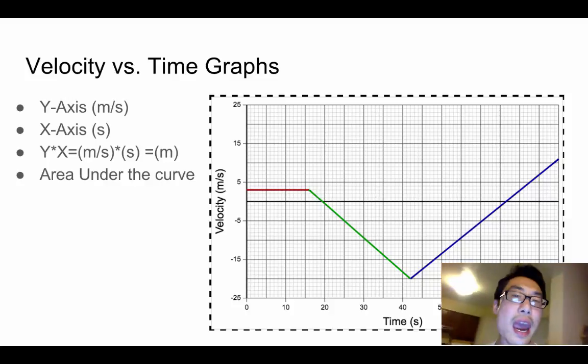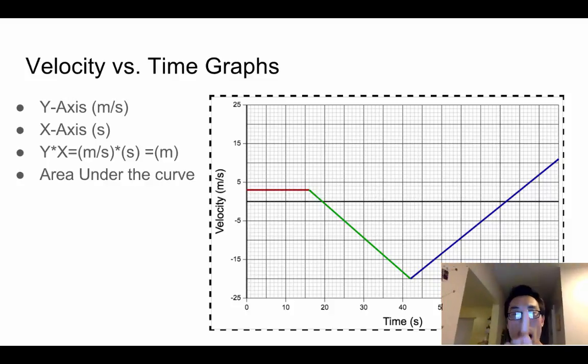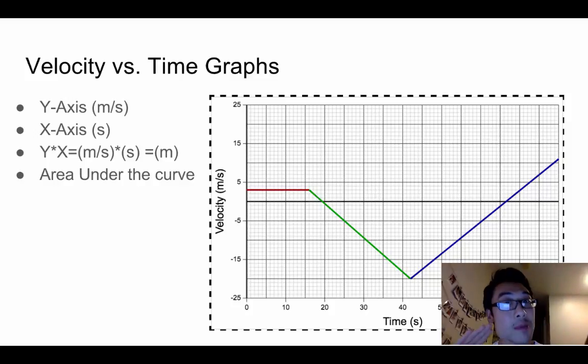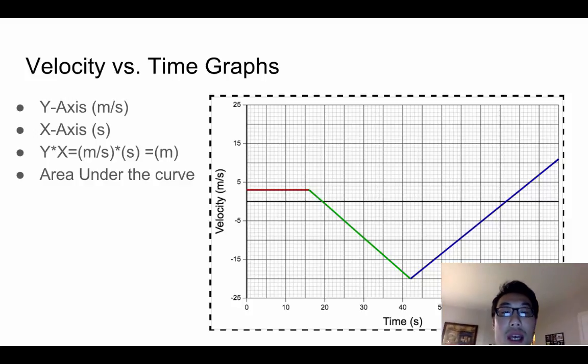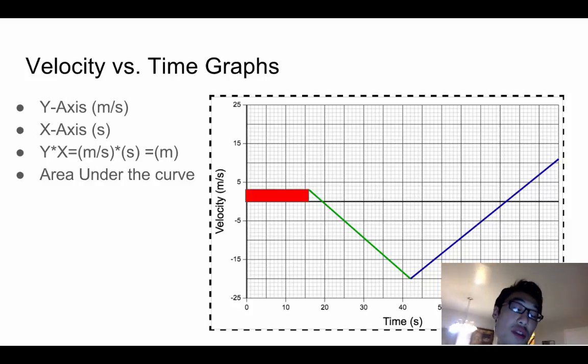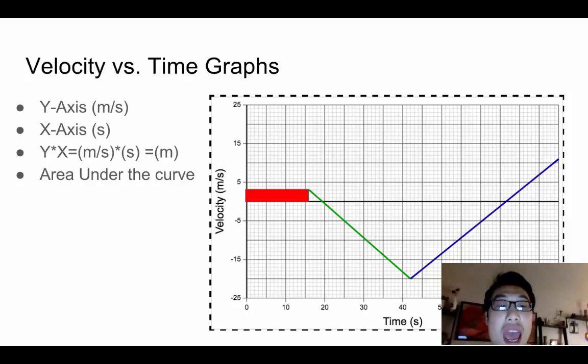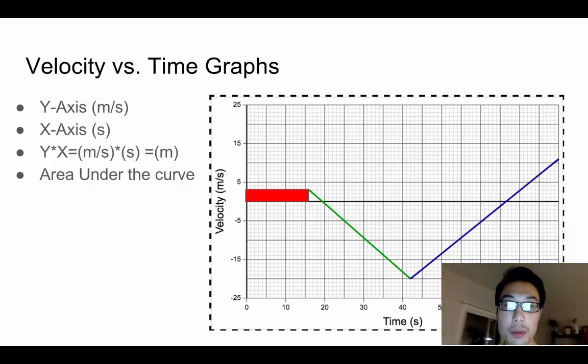So that's what we call the area under the curve. When you multiply the y with the x, the base times height. Hint, hint, wink, wink. All right, so if we do the base times height for the red area here, for that red line, we get a rectangle. So all you have to do is find the area for that rectangle, and you will find the total displacement.